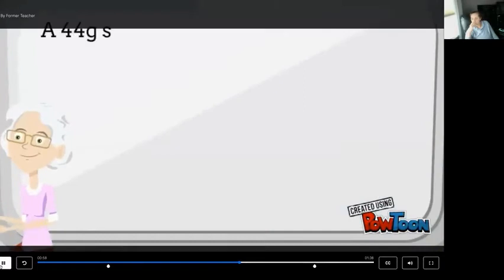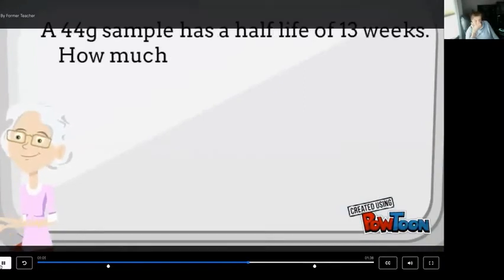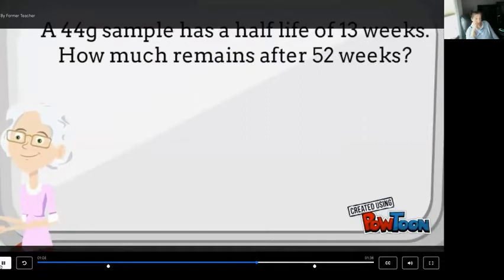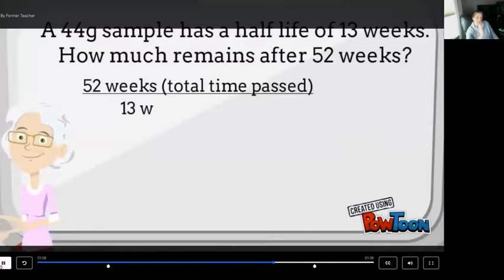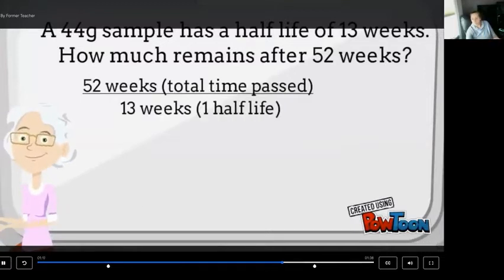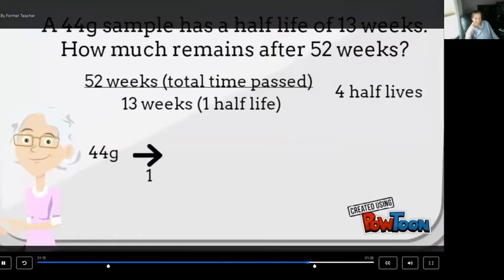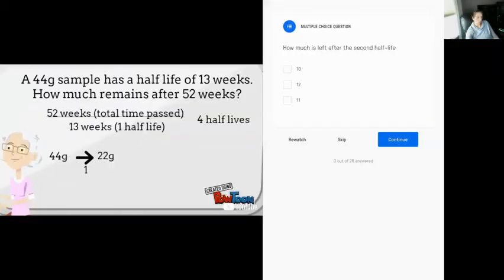So for example, if we have a 44 gram sample with a half-life of 13 weeks, how much remains after 52 weeks? We're going to take 52 weeks, which is the total time passed, and divide it by 13 weeks, which is 1 half-life, and that's going to give us 4 half-lives. So we have to put this 44 gram sample through 4 half-lives. After we divide it by 2, we get 22. All right, so how much is left after the second half-life? You started with 44 grams. Half-life is 13 weeks. How many is going to be left after the second half-life?